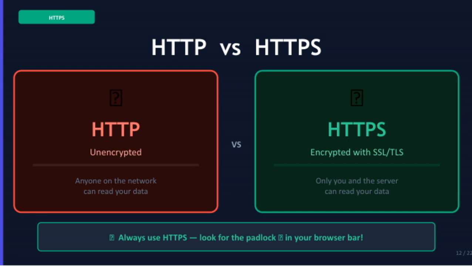When you see that padlock, it means your data is encrypted, making it readable only by you and the server you're communicating with. This encryption is achieved through SSL or TLS protocols, which add a protective layer to your data transmission. Now, compare that to HTTP without the S. When you're using HTTP, anyone on the same network can potentially read your data because it's unencrypted.